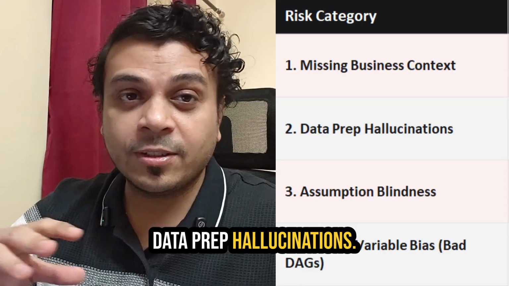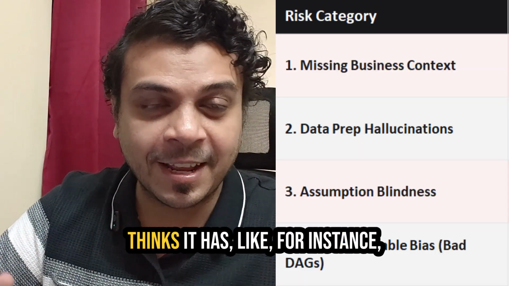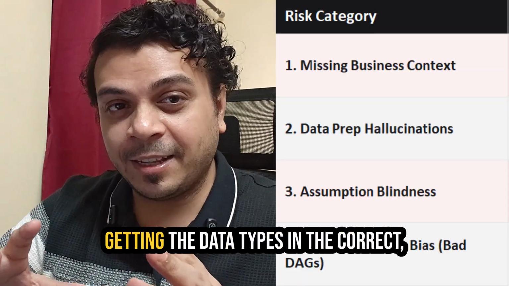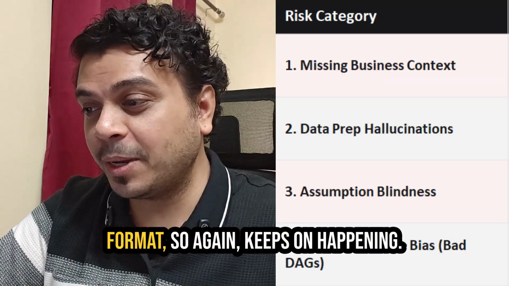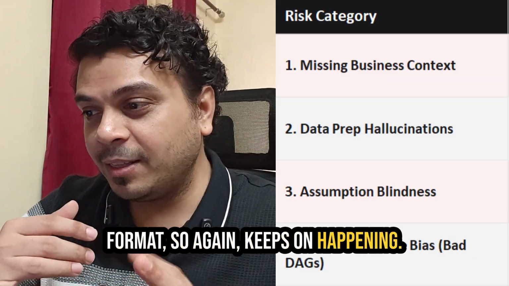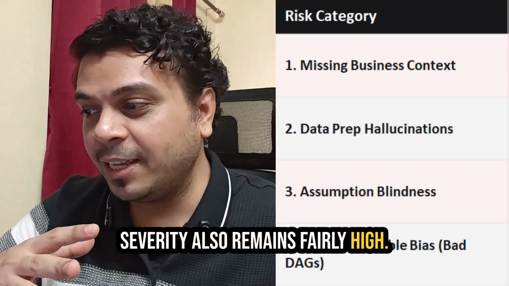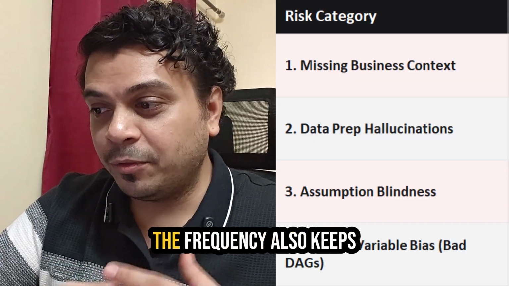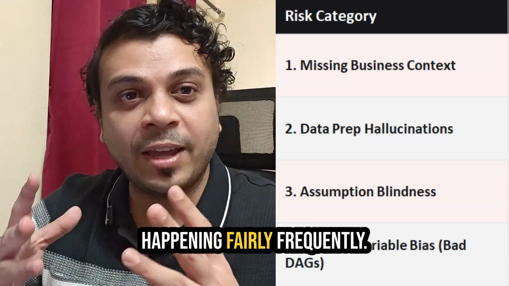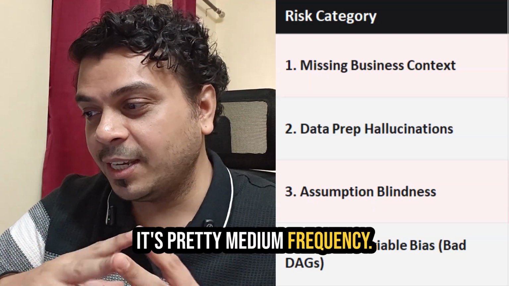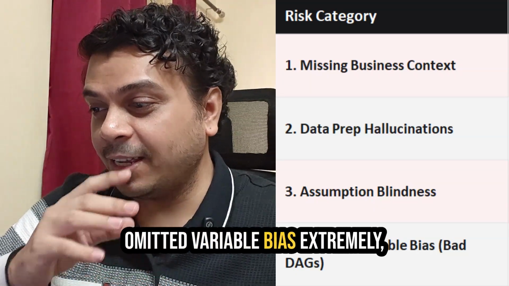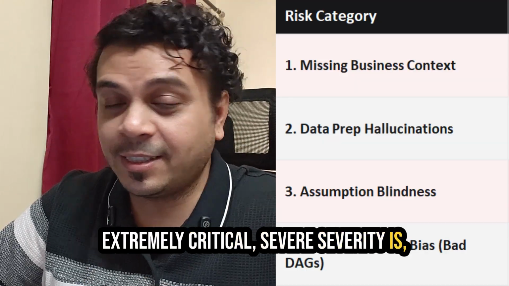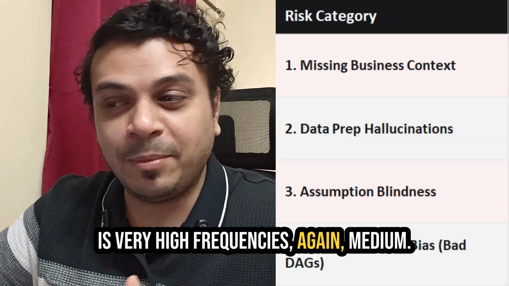Data prep hallucinations: it hasn't prepared the data, but it thinks it has, like for instance, transforming timestamps, getting the data types in the correct format. So again, that keeps on happening. Severity also remains fairly high. Assumption blindness, extremely severe, critical. The frequency is pretty medium. Omitted variable bias, extremely critical. Severity is very high. Frequency is again medium.